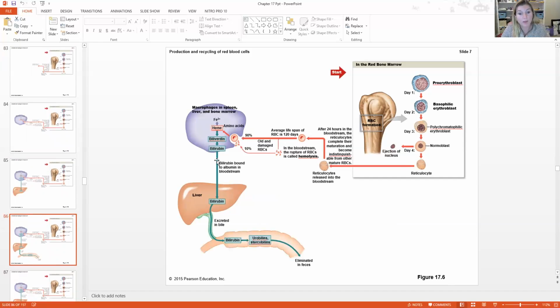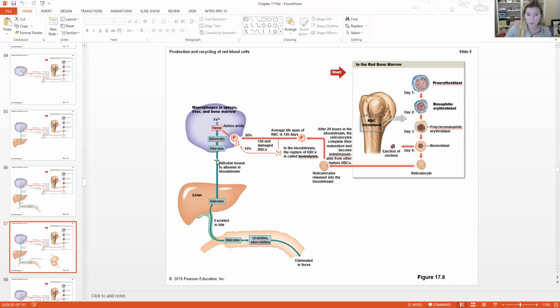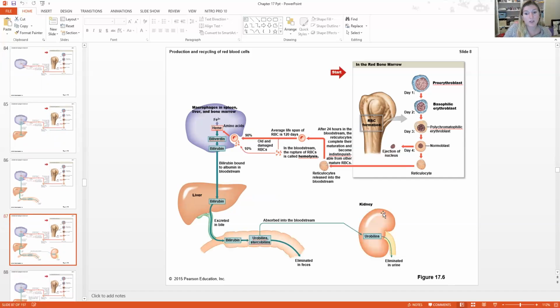The liver puts the bilirubin in the bile. The bile is released into our digestive tract. The bilirubin is now converted into a urobilin or a stercobilin. The urobilins can go to the kidneys and be excreted and eliminated in the urine. The stercobilins are eliminated in the feces.